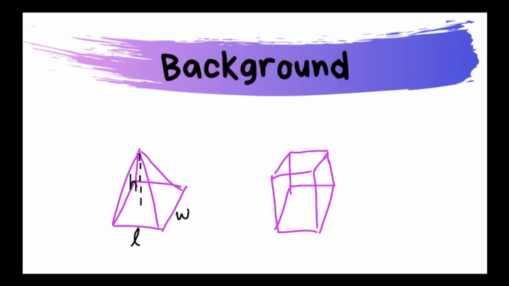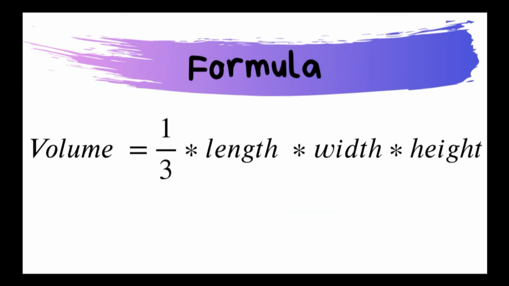The relationship between these two objects is that cubes have 3 times the volume of a pyramid with the same dimensions. So if a pyramid had a volume of 20 cubic centimeters, a cube with the same length, width, and height would have a volume of 60 cubic centimeters. We know the formula for the volume of a cube is length times width times height. And we need 1/3 of that amount for the volume of our pyramid based on the relationship we just described. So our formula is volume equals 1/3 times length times width times height.